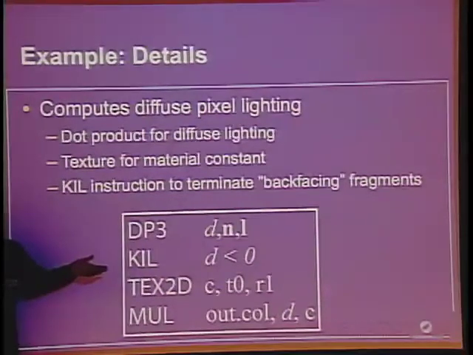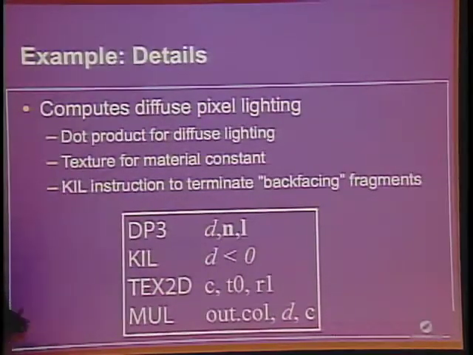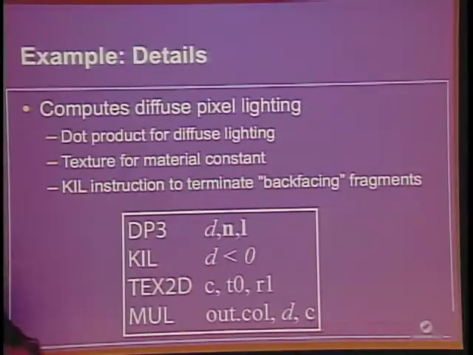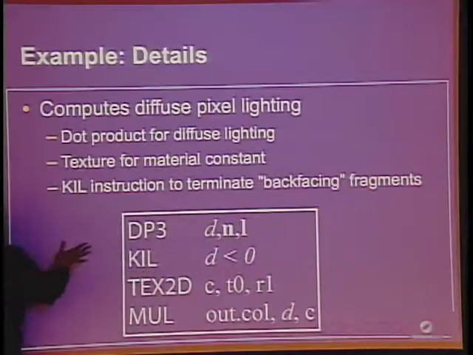We know it's not going to be visible, or we don't want to render it, or we don't want to run the shader. So this is a kill instruction that basically gets rid of fragments that face backwards. And then if it turns out we're facing forwards, then we do a whole bunch of math.